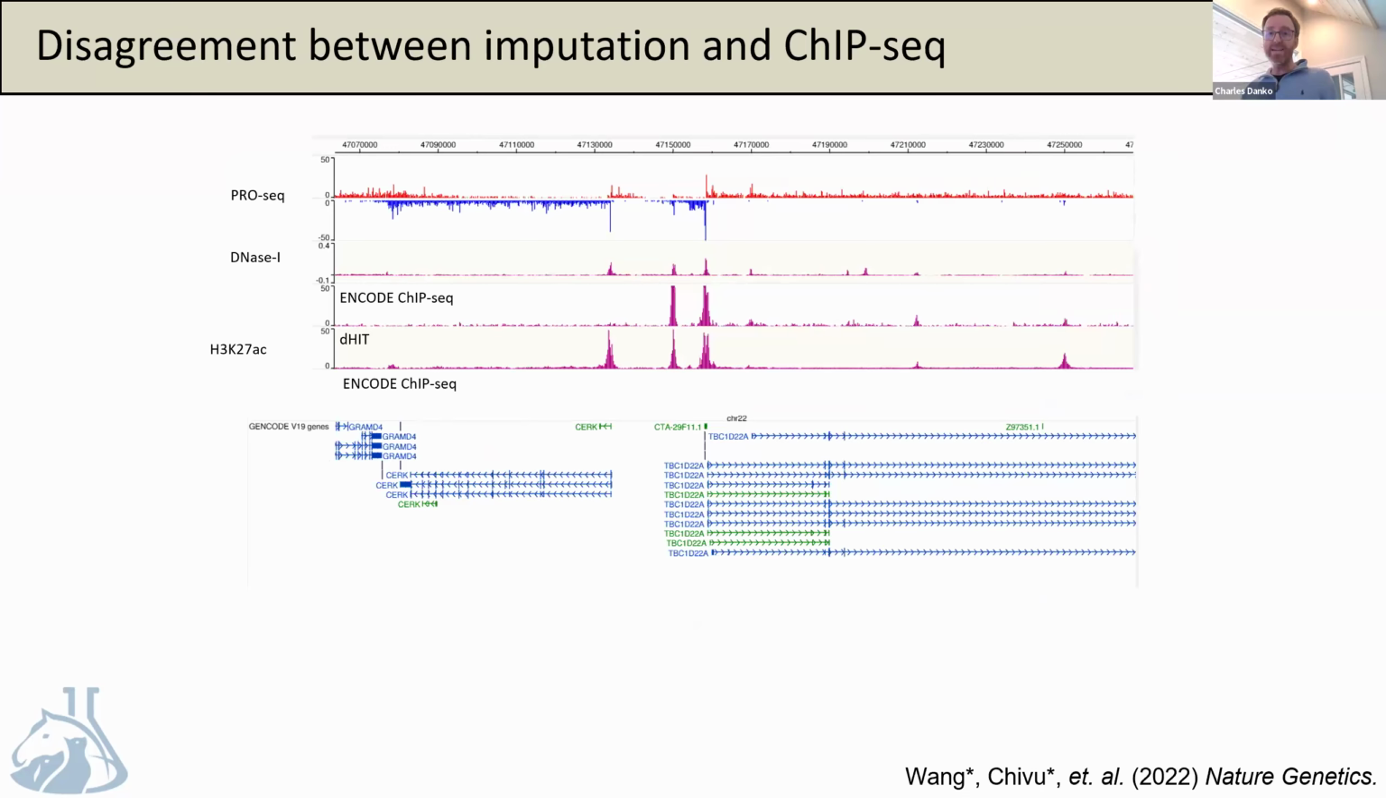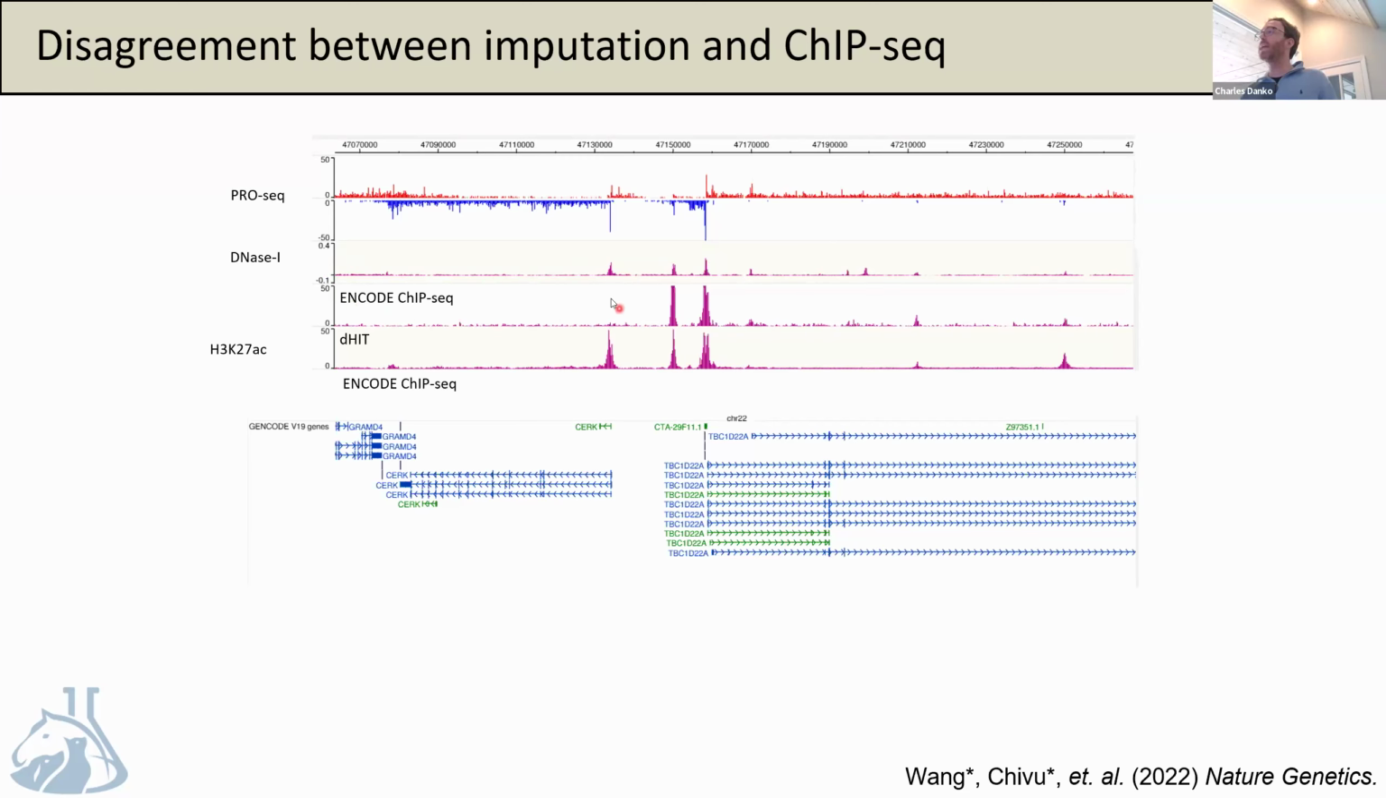So I was really excited from the start of this project about what we could learn about the function of these histone modifications. And so I spent a lot of time looking in the genome browser for cases where the classifier got it wrong. And one of those types of examples is shown in this slide. So this track shows PRO-seq data in a region. This slide shows DNase I hypersensitivity by ENCODE, which is a marker of open chromatin.